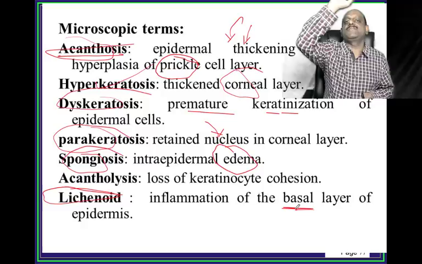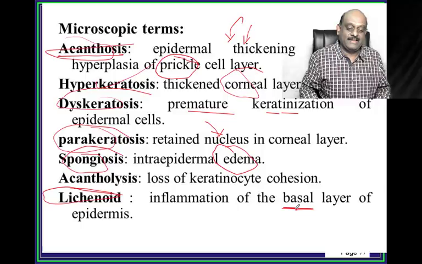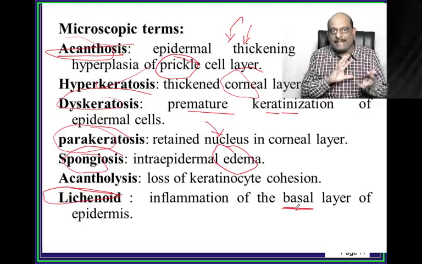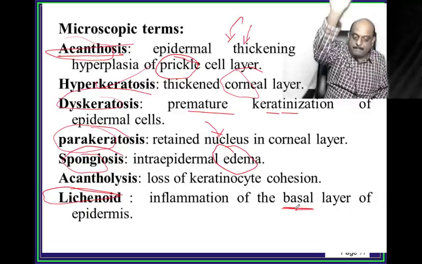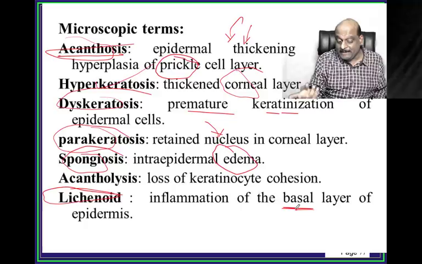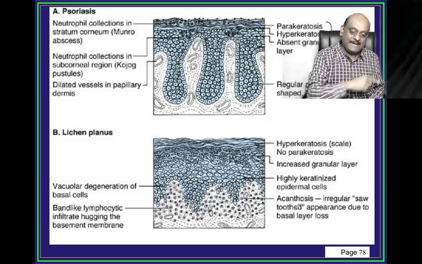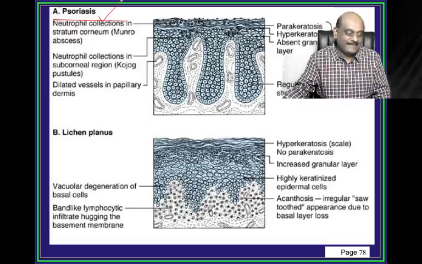If you cannot understand the terminology of these dermatologist doctors, this is not even dermatology, this is dermatopathology, right? The examiner plays with you completely. Revise once more with me. Acanthosis, prickle cell. Hyperkeratosis, thickened corneal layer. Dyskeratosis, premature. Parakeratosis, retained nucleus. Spongiosis, intraepithelial edema. Acantholysis, separation of keratinocytes. Lichenoid, inflammation of the basal layer is what you need to remember. Now you have become a dermatopathologist.